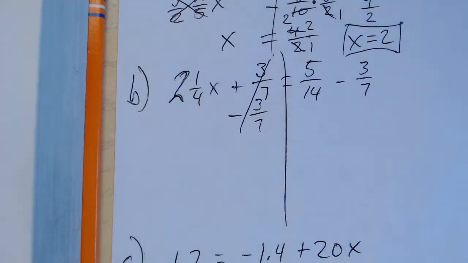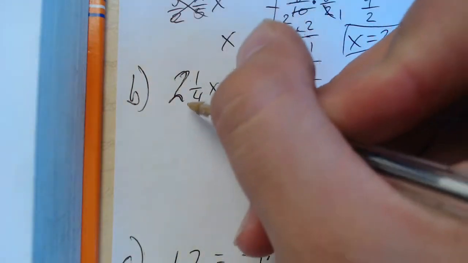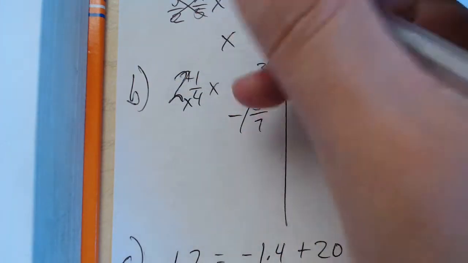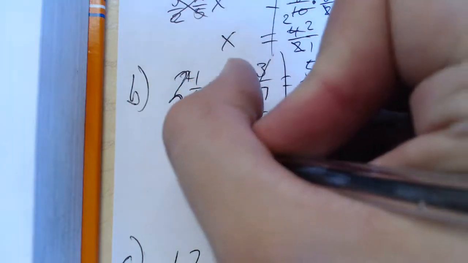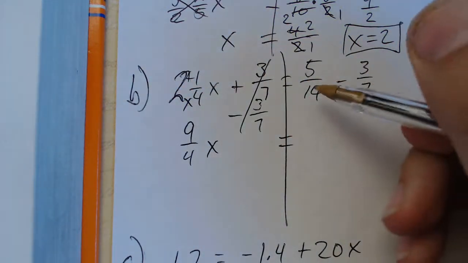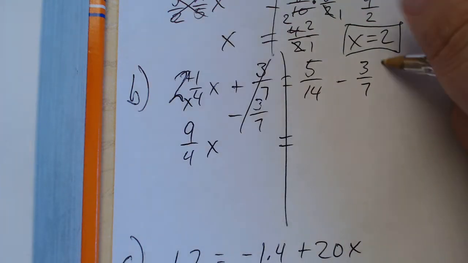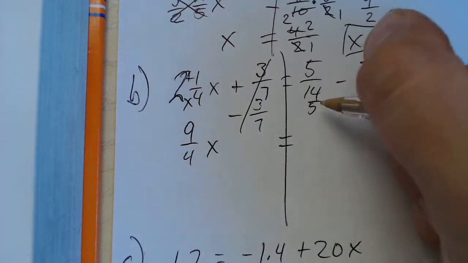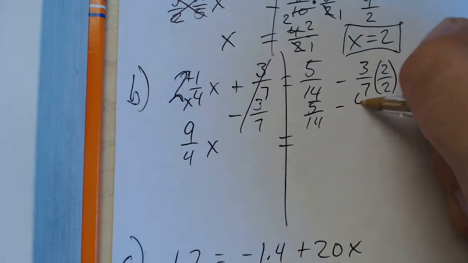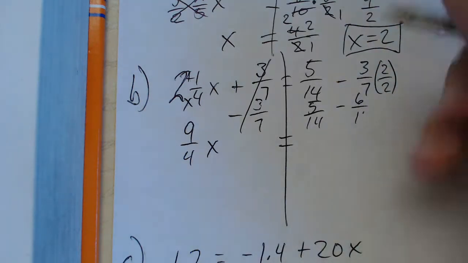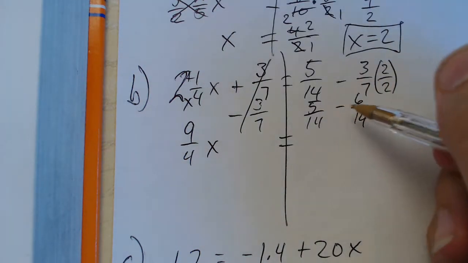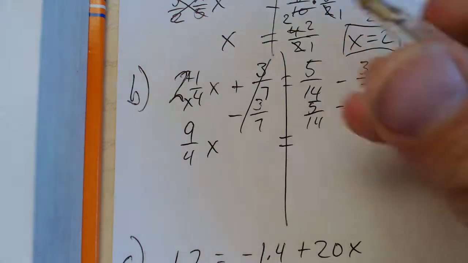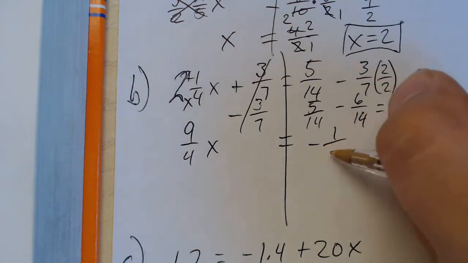So that's going to cancel. And then we want to turn this mixed number into an improper fraction. So 4 times 2 is 8, plus 1 is 9. So we get 9 over 4 x is going to equal 15 over 14 minus 3 over 7. Multiply this by 2 over 2 to make it like terms. So then we have 15 over 14 minus 6 over 14. Or I'm sorry, 5 over 14 minus 6 over 14. 5 plus negative 6 is going to give us negative 1 over 14. So 9 over 4 x equals negative 1 over 14.